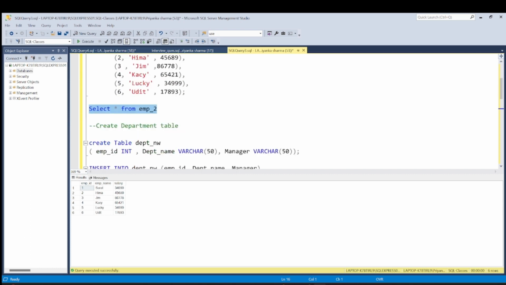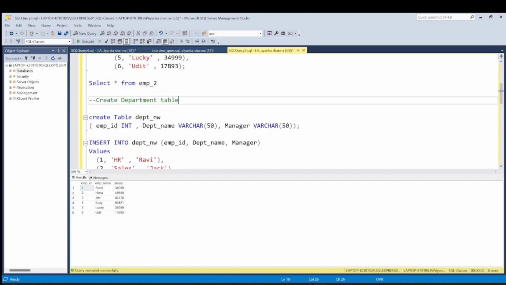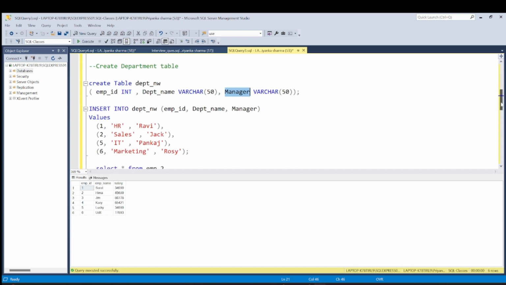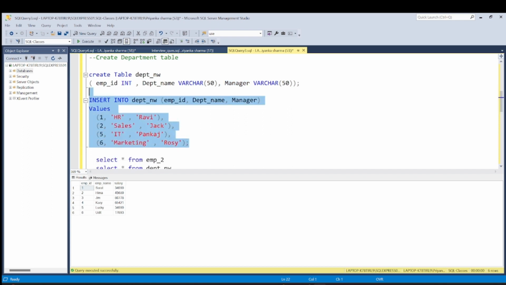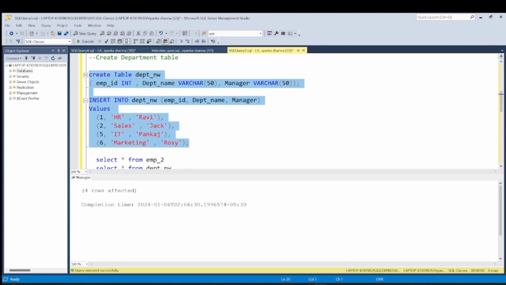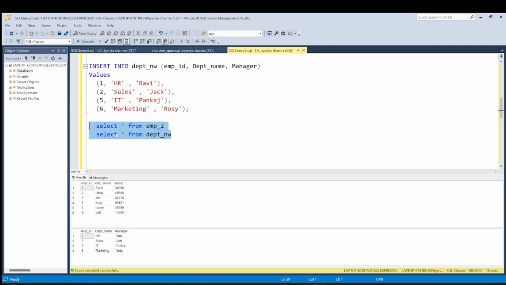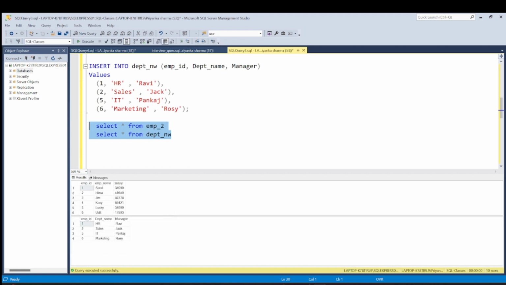Next thing I did was create another table, which was department, and in that I have taken a common column, which is employee ID, then department name, and manager name, right? And inserted just 6 values in this so that we can perform the join. Okay, so let's run this also. And now let me show you both the tables. Okay, so this is the department table and this is the employee table.